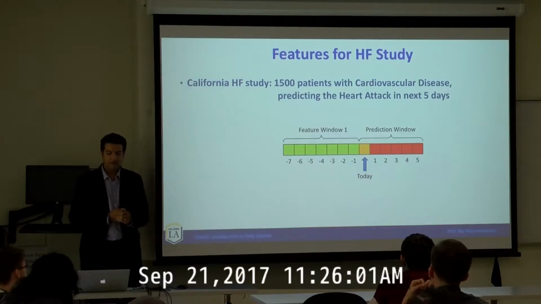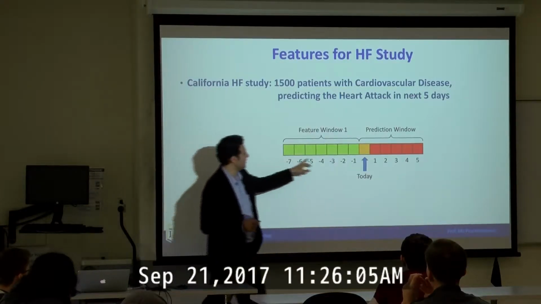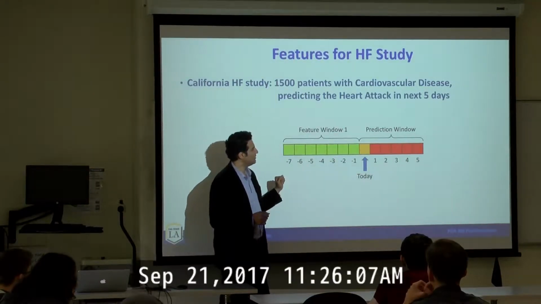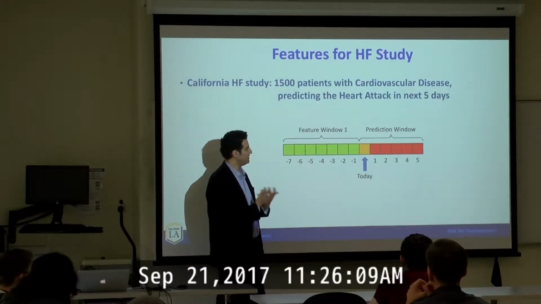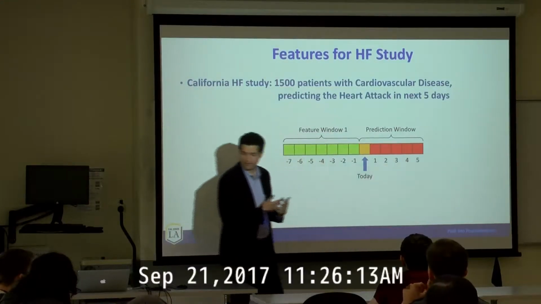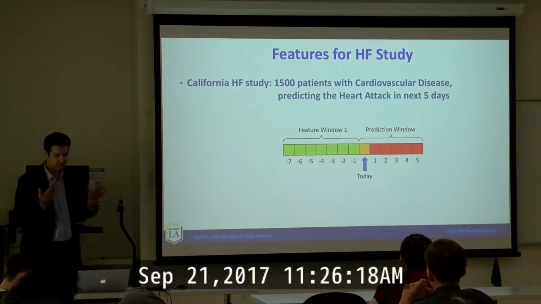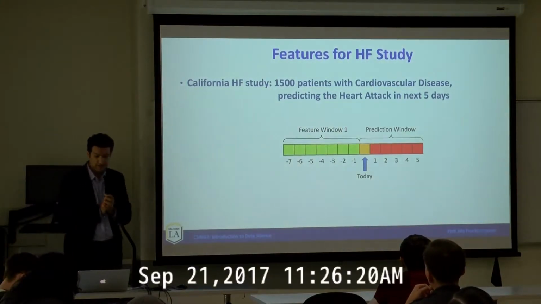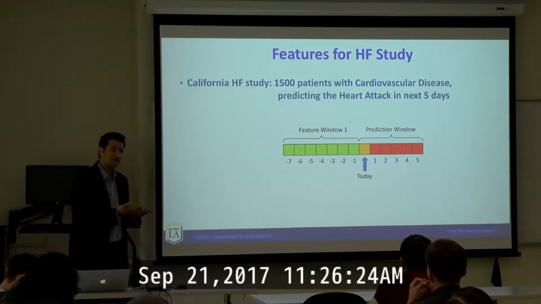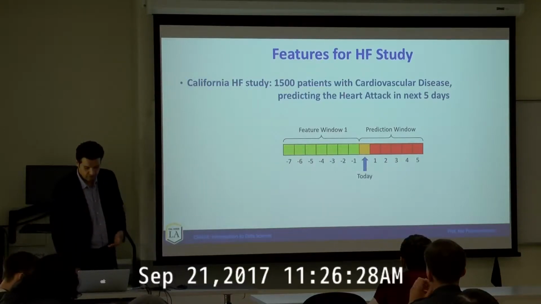And the goal was, based on the data collected in the past 7 days, to predict a medically adverse event in the next 5 days. And we could do that with an accuracy of more than 70%. So 70% accuracy in predicting, for example, a heart attack 5 days before it happens. So this was the idea.